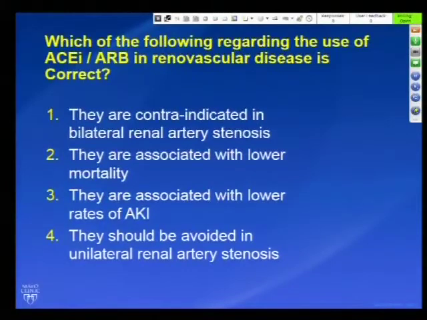So this brings me to the first question. Which of the following regarding the use of an ACE inhibitor or ARB in renal vascular disease would be correct? One, they are contraindicated in bilateral renal artery stenosis. Two, they are associated with lower mortality. Three, they are associated with lower rates of AKI. Or four, they should be avoided in unilateral renal artery stenosis. I'll give you some time. You can go ahead and vote.